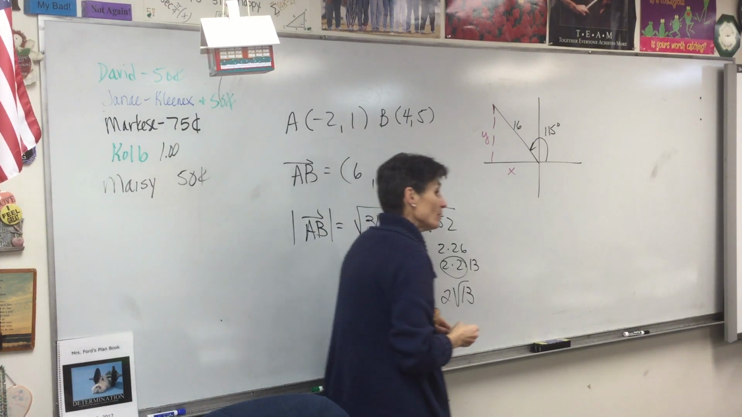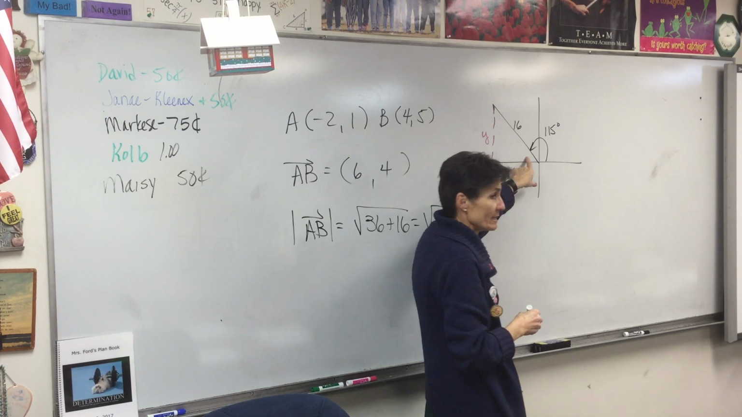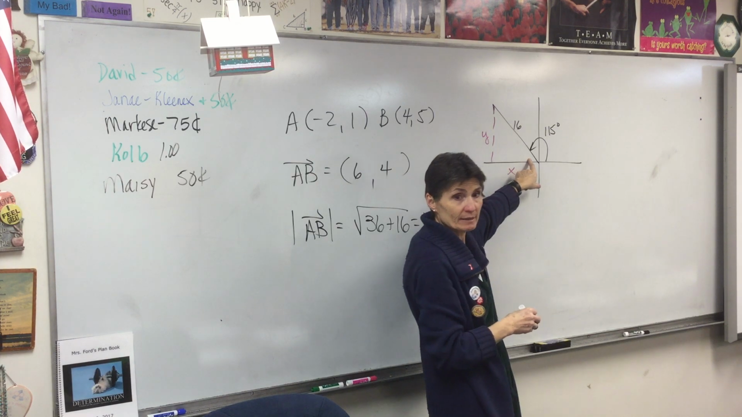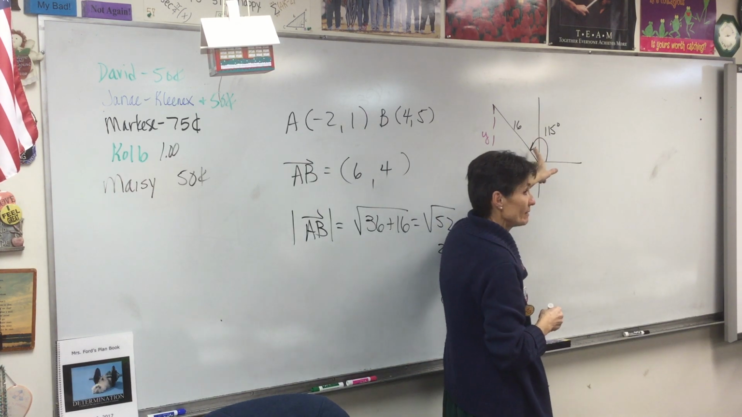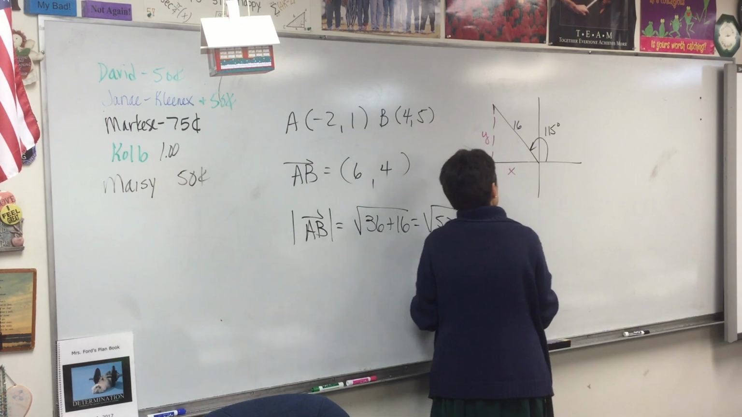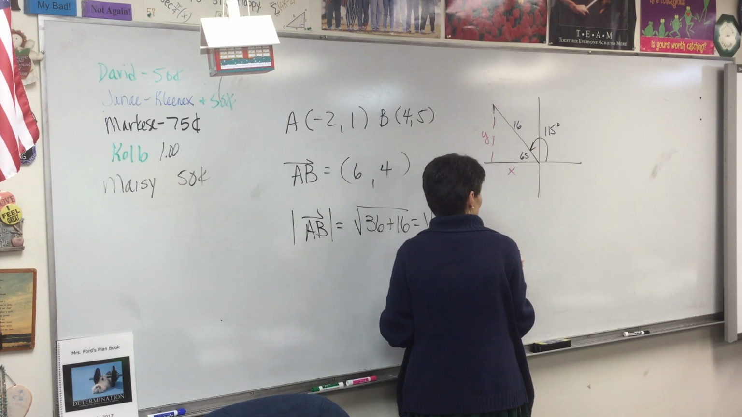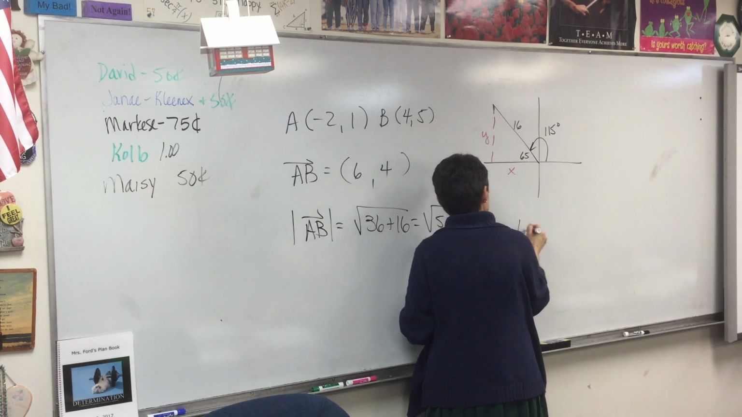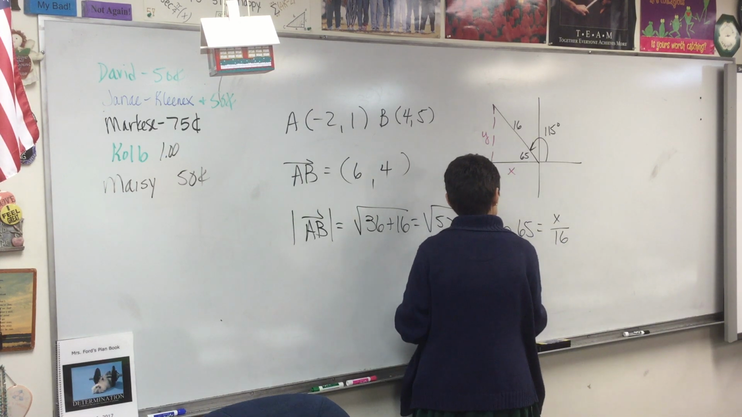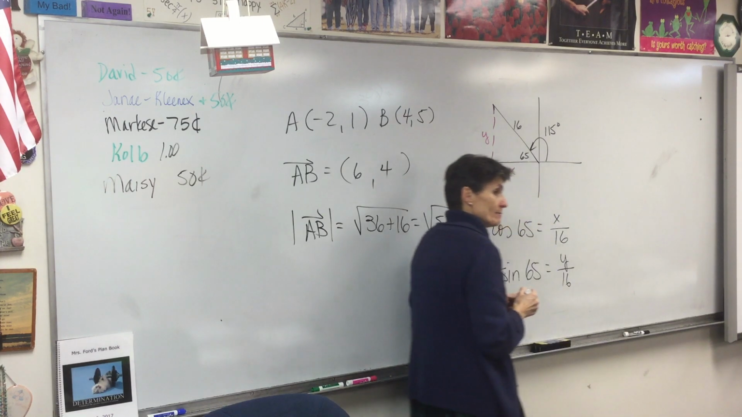Now, I've got a little bit of a problem because if I'm going to do sine and cosine, I really need 180 minus 150, that angle right there. I didn't give you that. I gave you this one. So that one would have to be what? 65. So I'll say cosine 65 equals x over 16, and sine 65 equals y over 16.